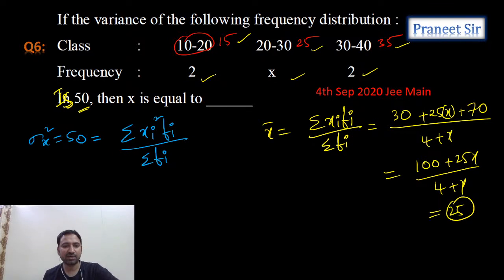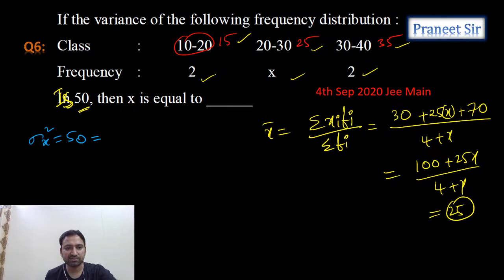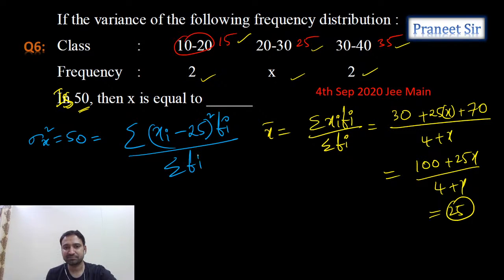Otherwise we can use another formula also, guys. If we use another formula it will be better. What is the other formula we have? Sigma xi minus x bar, x bar is 25, whole square into fi by sigma fi. This formula we can use. If we use this formula, it will be easy guys.